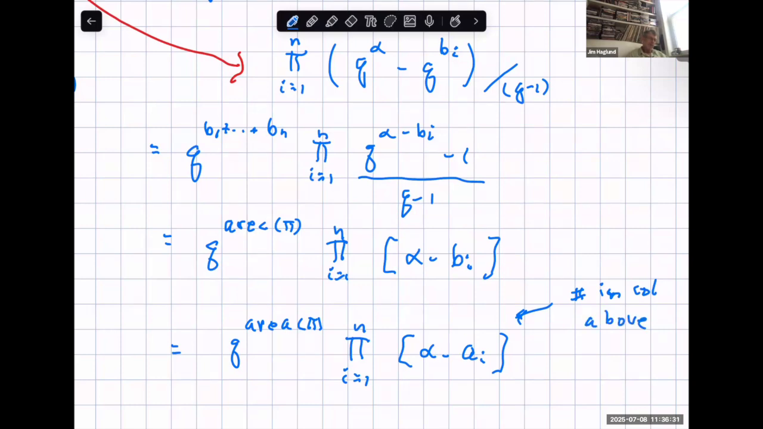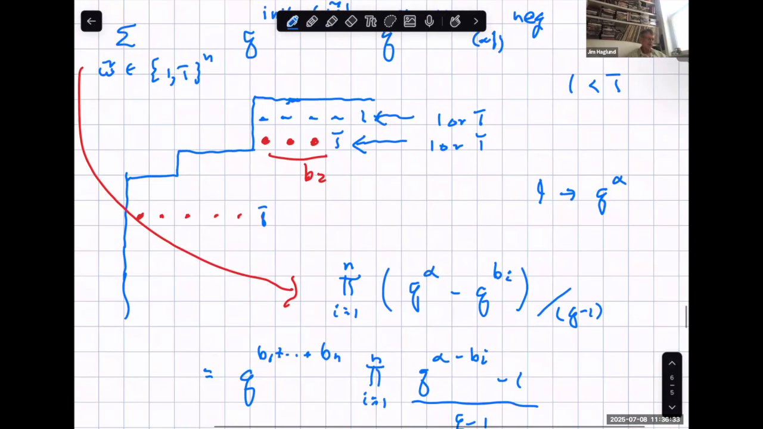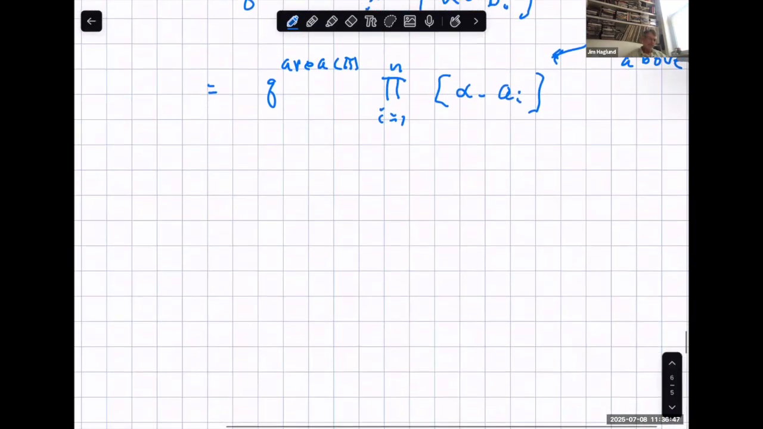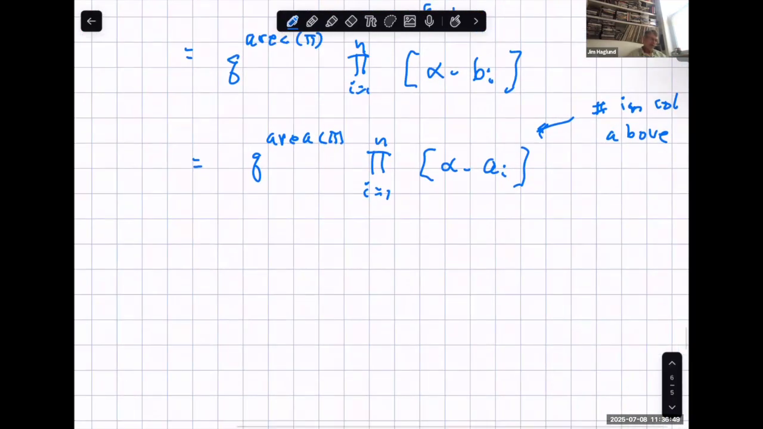So one way to see why that is true is to use the fact that the LT polynomial is known to be equal if you reverse the path, in which case these row numbers become the column numbers. And this way of writing it is a little more useful for me because this is what's called a rook product.